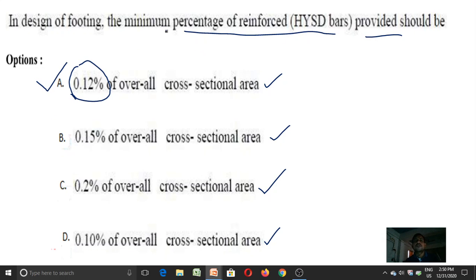Suppose in place of HYSD bar, you have Fe250, that is a mild steel bar, then it would be 0.15% of overall cross-sectional area. So for Fe250, option B would be correct. But for this question, we are using HYSD bar, so the minimum percentage of reinforcement to be provided is 0.12% of gross cross-sectional area.